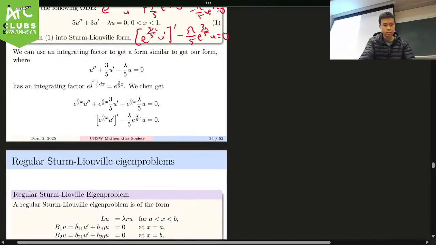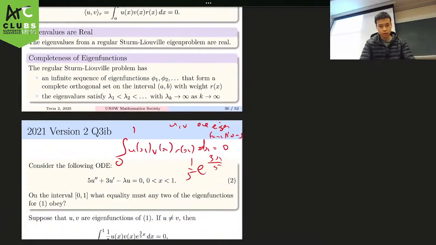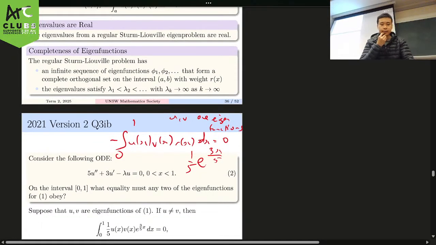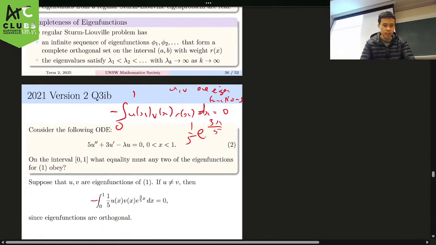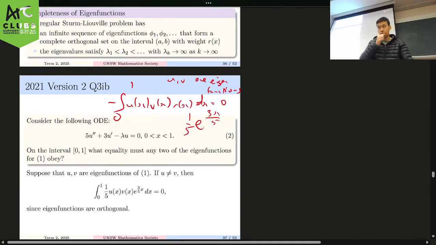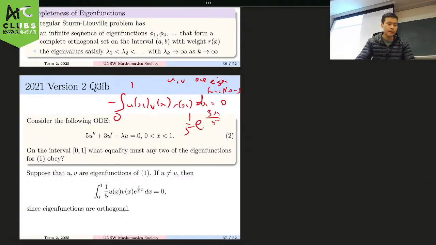Technically it's negative, so I really should have put a negative there. But it's the negative of the integral, and the integral itself is already 0. So for any two eigenfunctions u and v, as long as they're not the same, they just have to obey this. That's it.